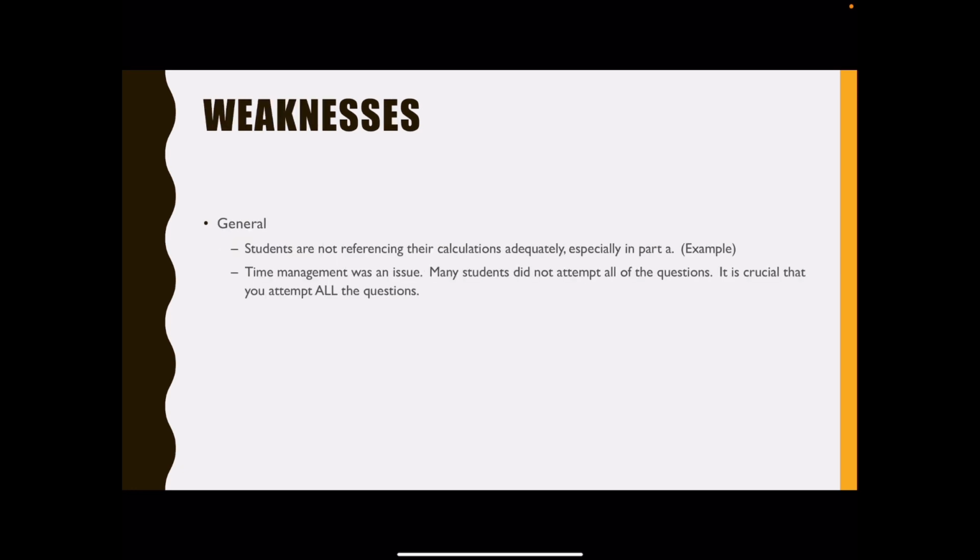Now going to discuss the general weaknesses. Students are not referencing their calculations adequately, especially in part A. I'm going to show you an example of how I usually reference. It is not the only way that you can reference. There are many ways for referencing, but you have to choose a method that is effective, works for you, and that will help the marker when they mark your test.